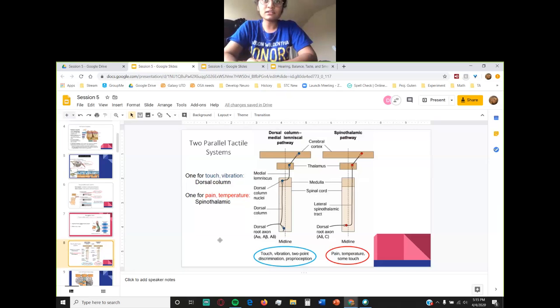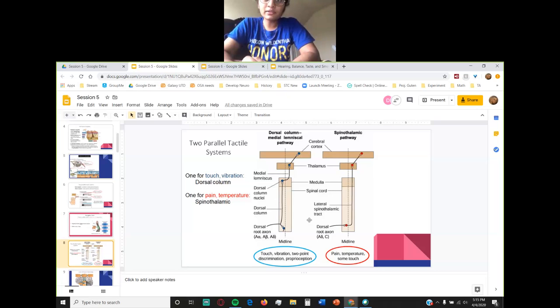So there's two different tactile systems that we see in our skin. The first one is called the dorsal column medial lemniscus pathway. And this pathway has neurons that detect touch, vibration, and proprioception. Proprioception is your own awareness of where your body is and how it is oriented. And the spinothalamic pathway, on the other hand, contains neurons that transduce pain and temperature information.